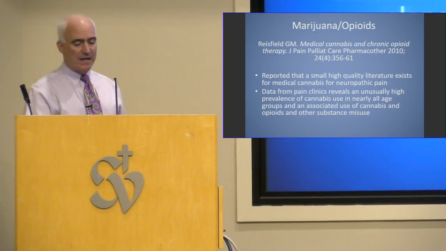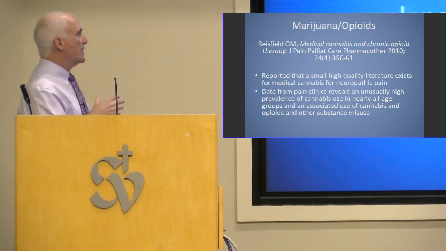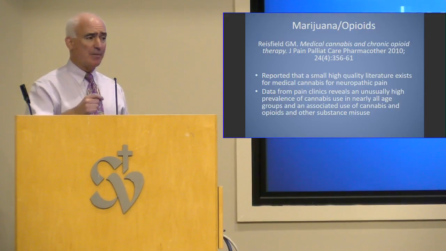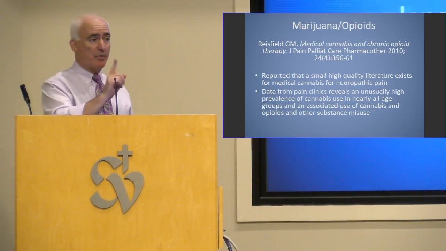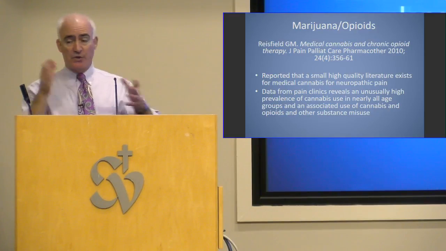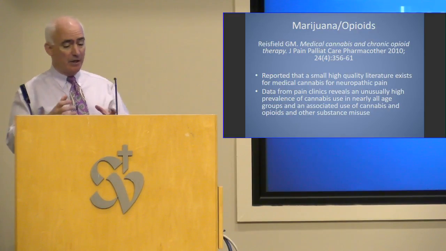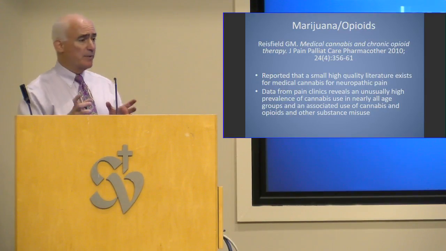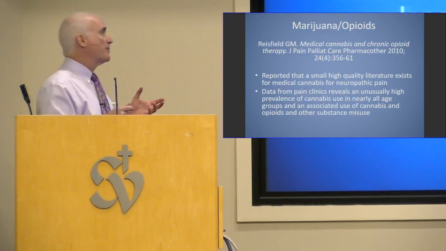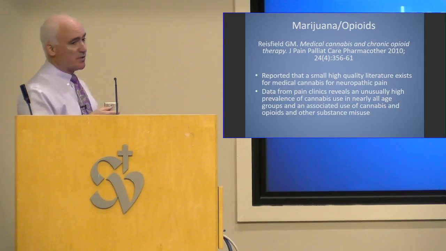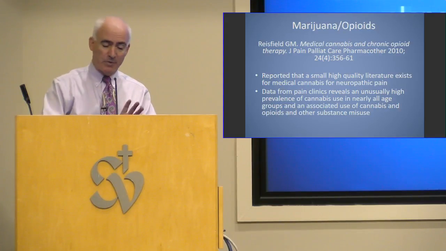And they also reported that there was a small but high quality literature that showed that medical cannabis helps neuropathic pain. So now they're separating out one specific group of diagnosis versus arthritis versus back pain. In 2010, this same group said, you know what? There is some really good literature about the treatment of neuropathic pain. And data from pain clinics revealed an unusually high prevalence of cannabis use in nearly all groups, and associated use of cannabis and opioids and other substance misuse. So a little slight difference.